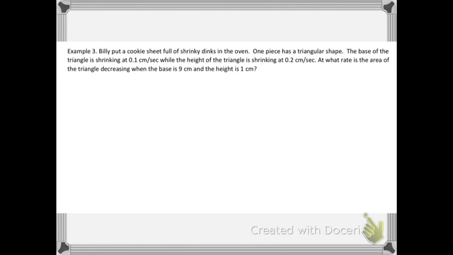It's fun. One piece has a triangular shape. The base of the triangle is shrinking at 0.1 centimeters per second, while the height of the triangle is shrinking at 0.2 centimeters per second. At what rate is the area of the triangle decreasing when the base is 9 and the height is 1? So we have some triangular shape, and they tell us that the base is shrinking, so that would be dB/dt. And since it's shrinking, I'm going to put negative.